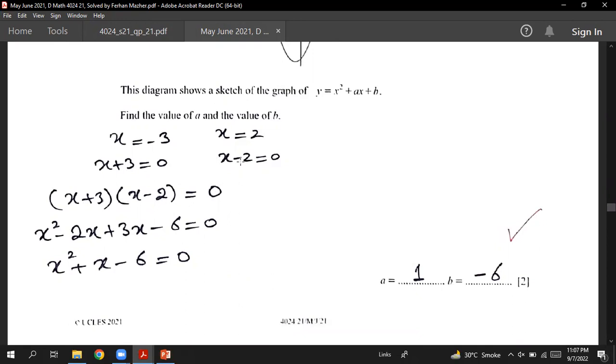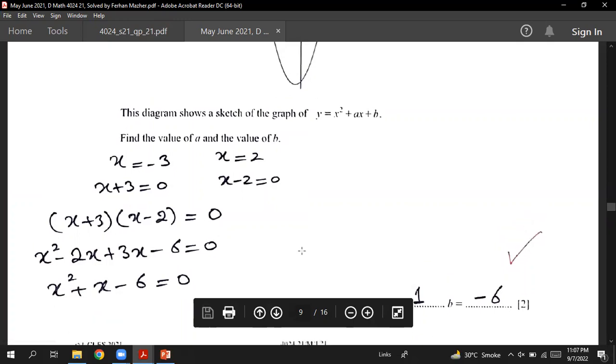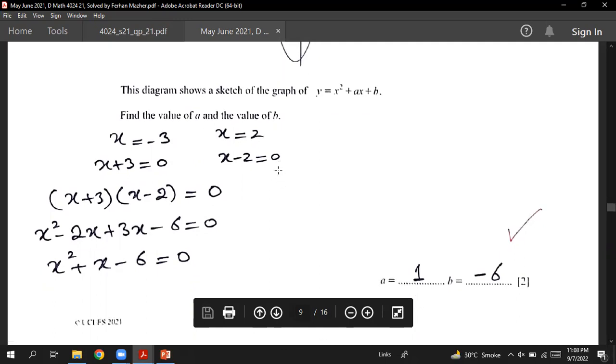So (x + 3) multiplied by (x - 2). When you multiply these, x will multiply with x - 2, then +3 will multiply with x - 2. You get x² - 2x + 3x - 6 = 0. And you will have x² + x - 6 = 0. So when you compare them, a will be +1 and b will be -6.